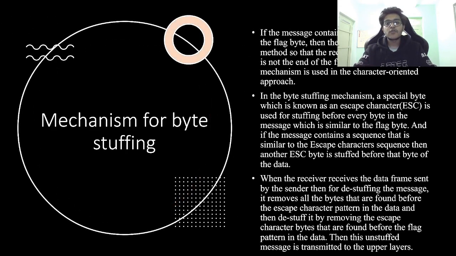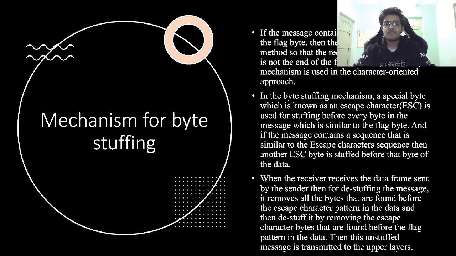Here, if the message contains a byte that is similar to the flag byte, then this method is required so that the receiver recognizes that this is not the end of the frame. The byte stuffing mechanism is used in the character oriented approach. In this mechanism, a special byte known as an escape character, represented by ESC, is stuffed before every byte in the message which is similar to the flag byte. And if the message contains a sequence similar to the escape character, another escape character is added before that byte of the data.